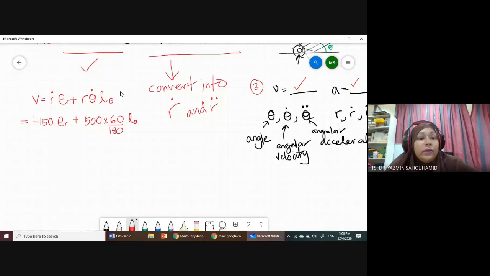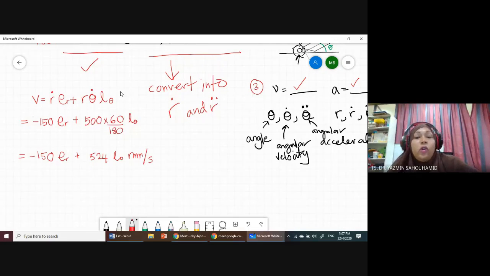So what will you get? You will get negative 150 in the vector direction e_r, plus 524 in the e_theta direction. Understand? In that direction, you remember that? Now this one, your answer for velocity will be in millimeters per second.